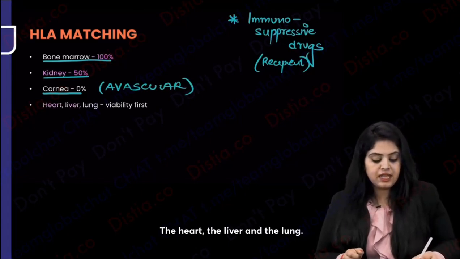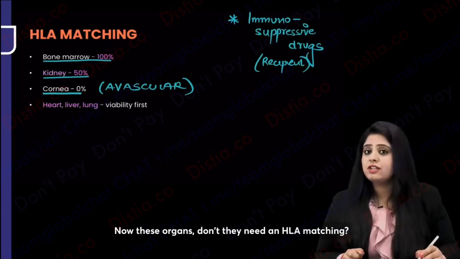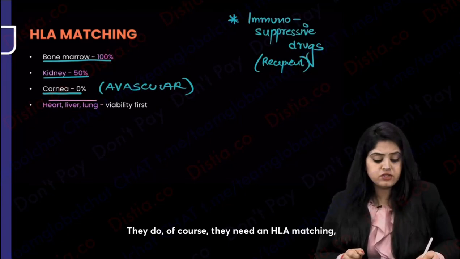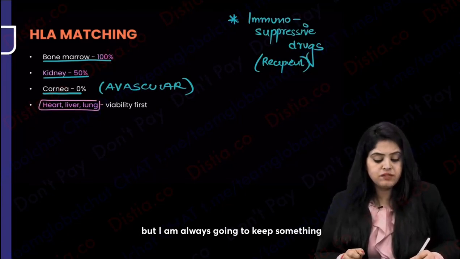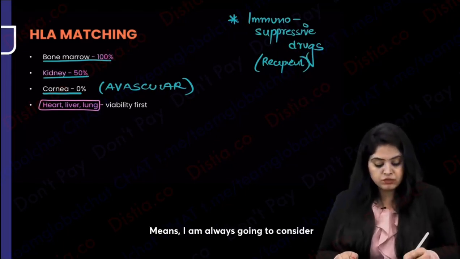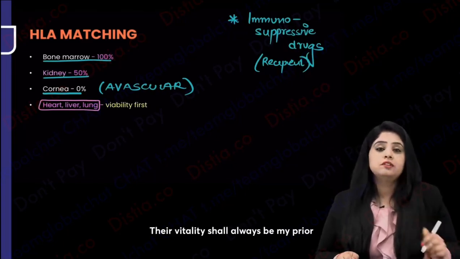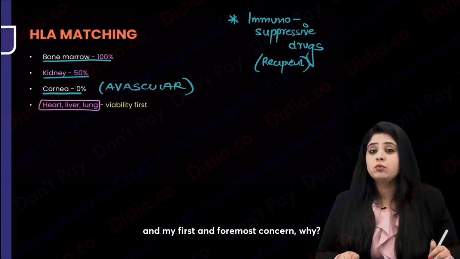What are the next? The heart, the liver and the lung. Now these organs, don't they need HLA matching? They do. Of course they need HLA matching, but I am always going to keep something above the matching for them. I'm always going to consider their vitality. Their vitality shall always be my first and foremost concern.